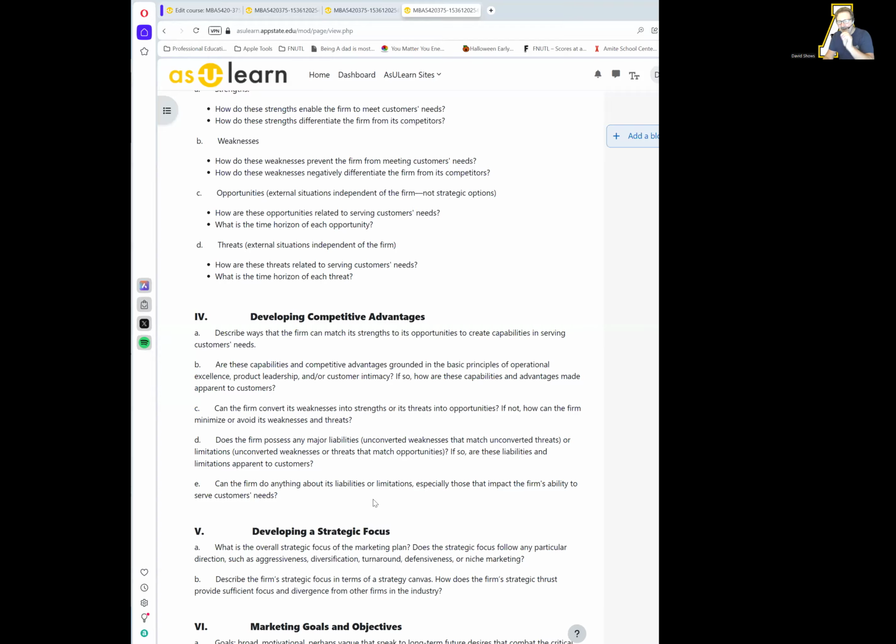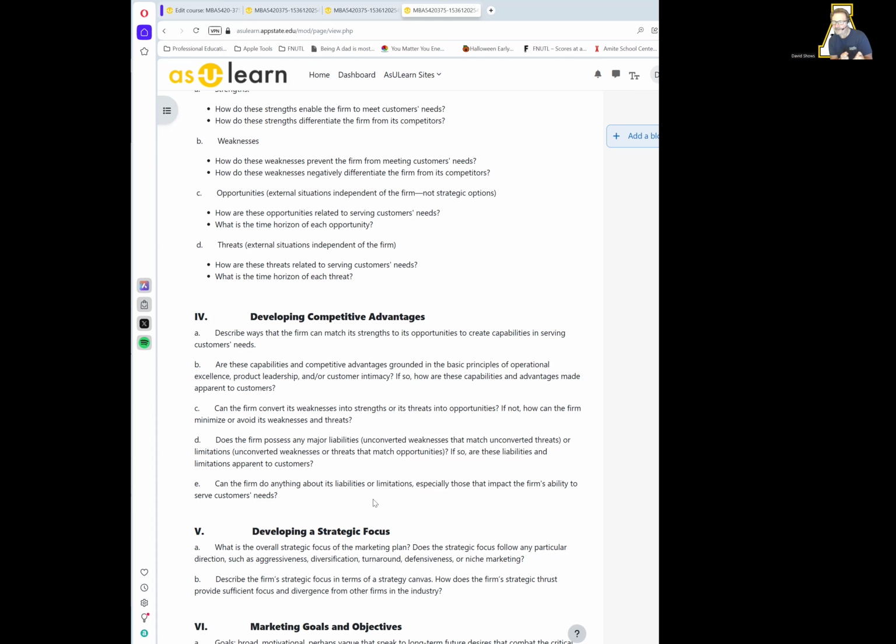about how you describe what the firm does, so that you can match their strengths with the opportunities to be able to create capabilities to serve those customer needs. Think about the capabilities and your competitive advantages. Are they based upon operational excellence? Are they based on product leadership or customer intimacy? Think about those things that we talked about in your recordings. How are those capabilities and advantages made apparent to customers?